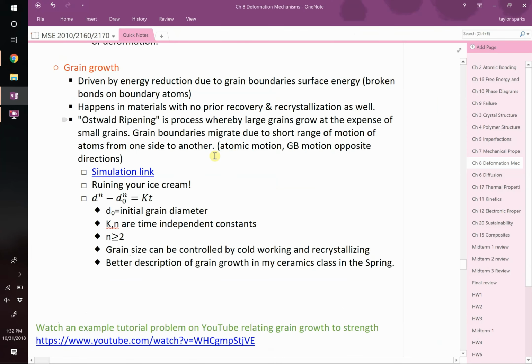Why do you think, do I have it written here? Yeah, I don't have it written here. So maybe turn to your neighbor and discuss: why on earth do you think it's the case that small grains dissolve and big ones absorb them? Why is it not the other way around? What's driving that? Can you think of a physics principle that might be driving that? So turn to your neighbor and discuss for a second.